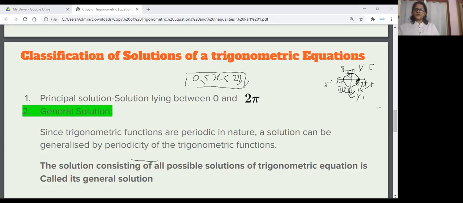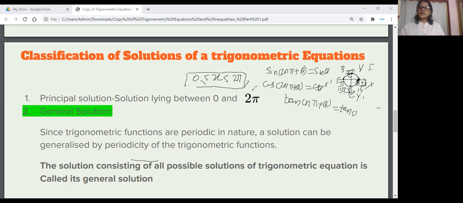Now, what is the general solution? As we know, trigonometric functions are periodic functions. For example, sin of 2n pi plus theta equals sin theta, cos of 2n pi plus theta equals cos theta, and also tan of n pi plus theta equals tan theta. It means sine and cosine are periodic functions of 2 pi, and tan theta is a periodic function of pi.